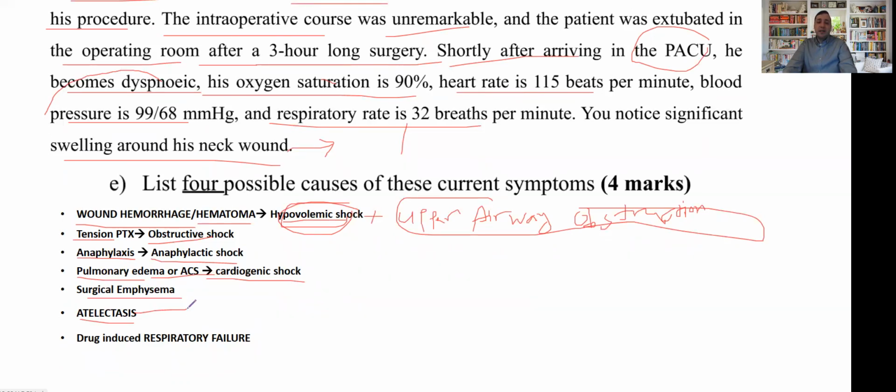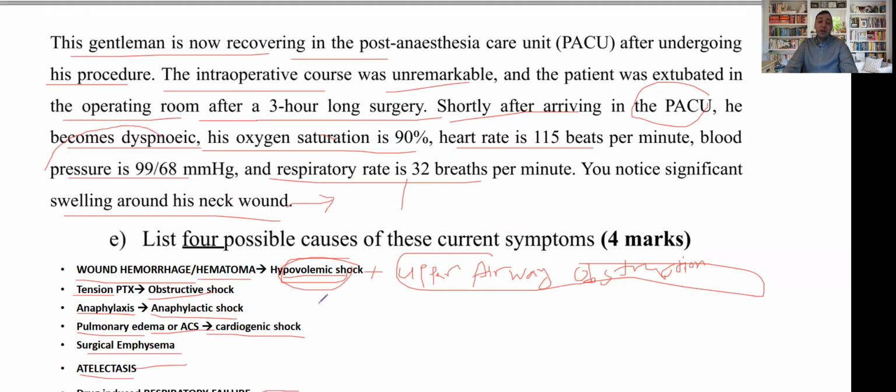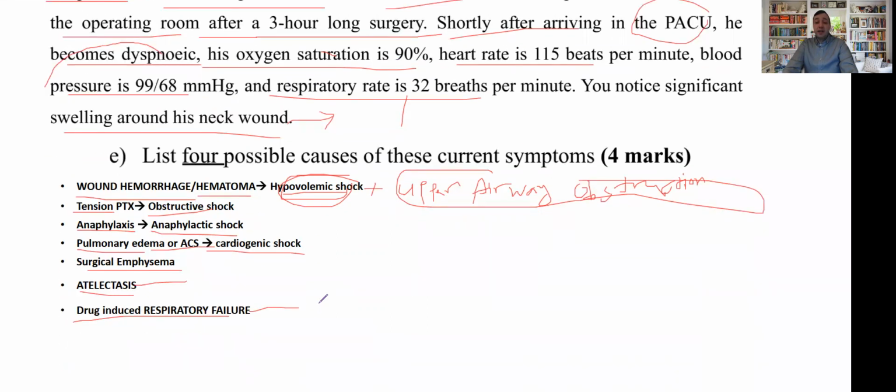Atelectasis as well, but it is unlikely to cause this hypotension and this severe desaturation. Atelectasis usually can cause mild tachypnea, and usually it won't cause this level of hypoxemia and hypotension. Drug-induced respiratory failure is also possible, for example from remaining anesthetic.